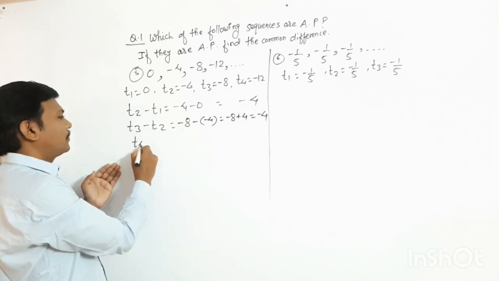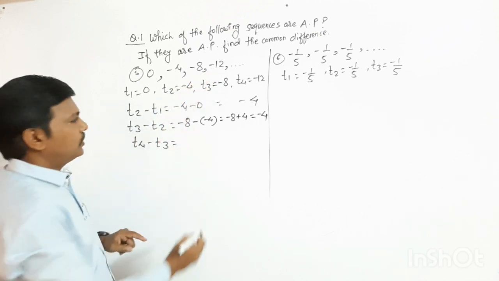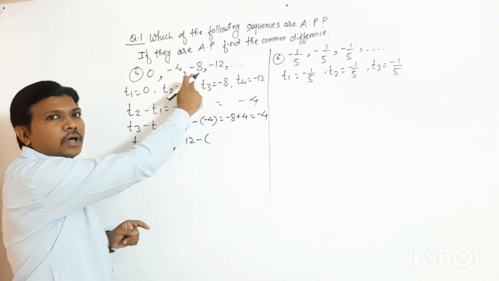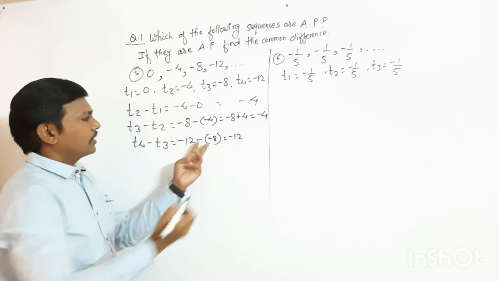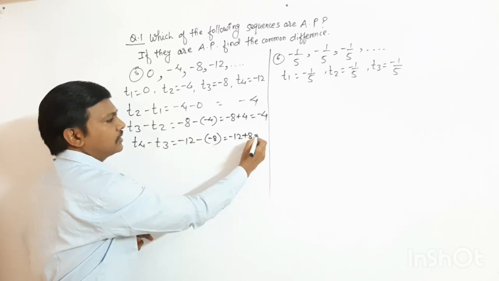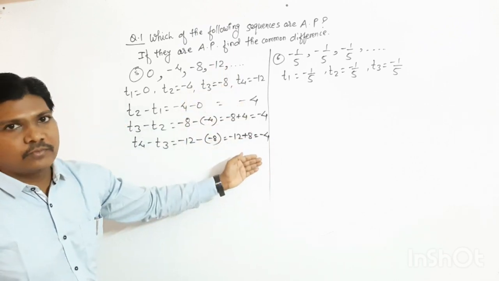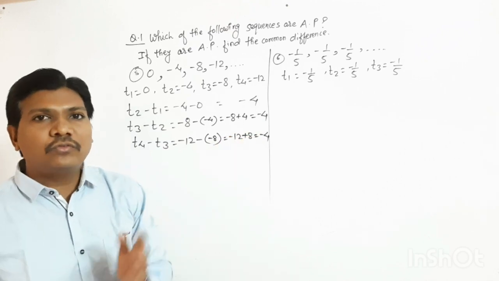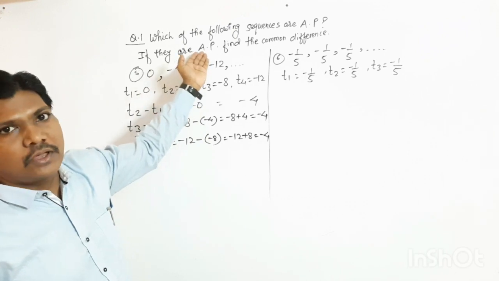Then T4 minus T3, means fourth term, that is minus 12. So minus 12 minus, and the third term is minus 8. So we write in bracket minus 8, and minus 12 and both minus, that is plus 8. Again plus, minus, minus, and greater number sign. So see all the common differences, that is minus 4, minus 4, minus 4, means it is a constant. So the given sequence is in AP.